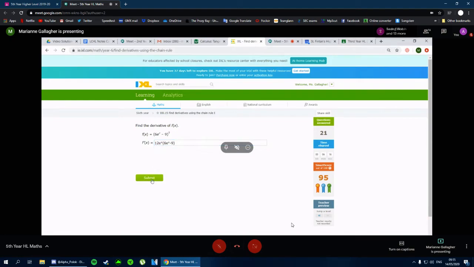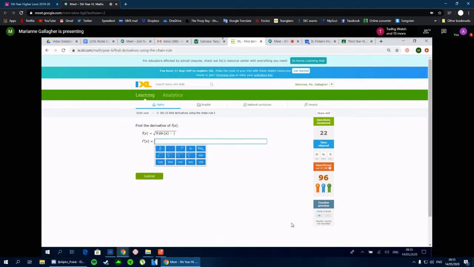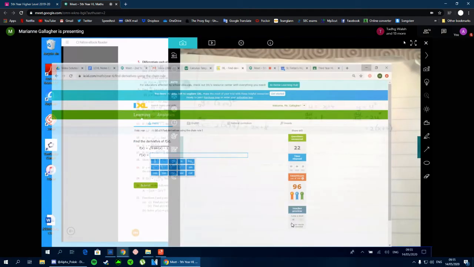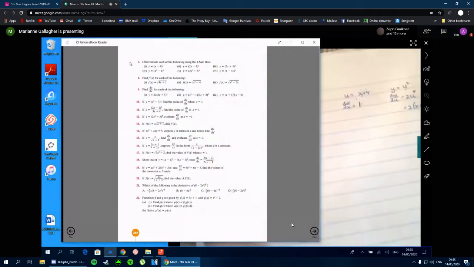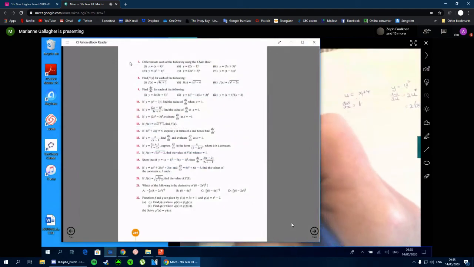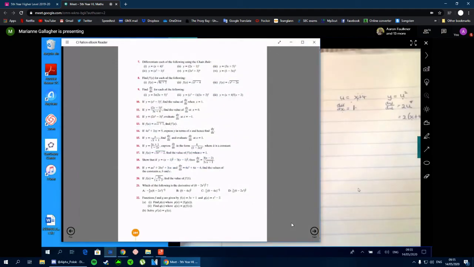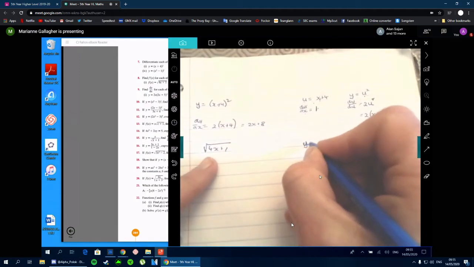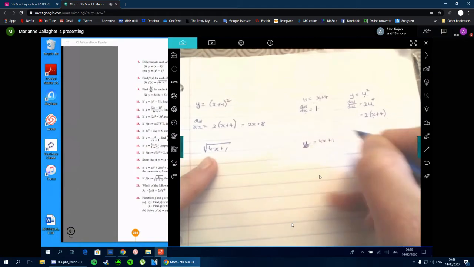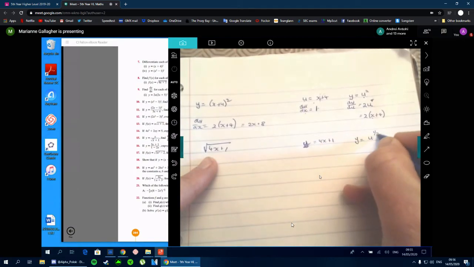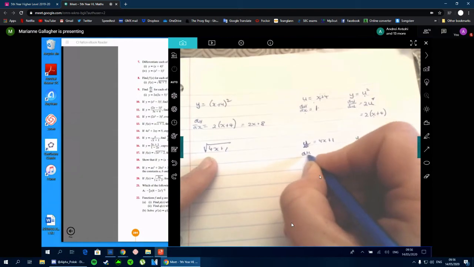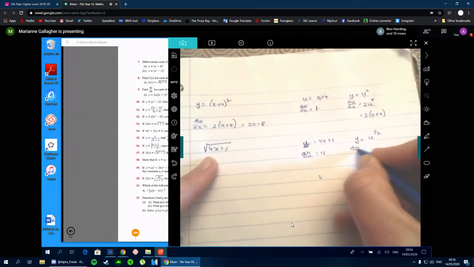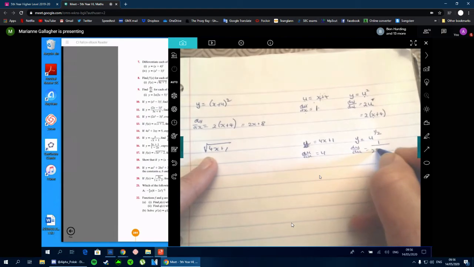I just want to do the end of part 8, 1. So you've got root 4x plus 1. Like at the very end, I don't know how to put it in. So let's see, u is equal to 4x plus 1, y is equal to u to the power of a half. So du dx is 4, dy du is 1 over 2 root u. So that's 1 over 2 root 4x plus 1.